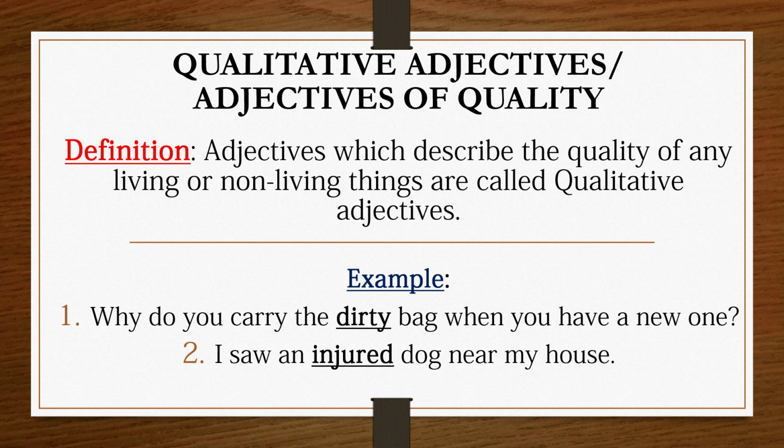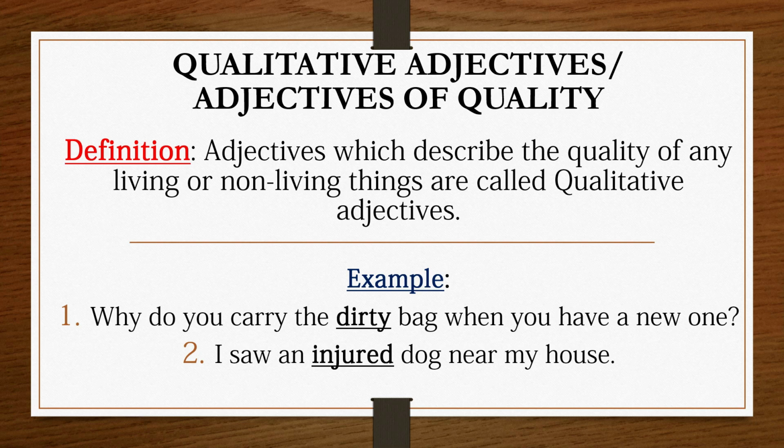I saw an injured dog near my house. So how was the dog? Like what kind of dog? It was an injured dog. So here dirty and injured are the adjectives of quality. And there are certain characteristics of the adjectives of quality. Do you know what they are?